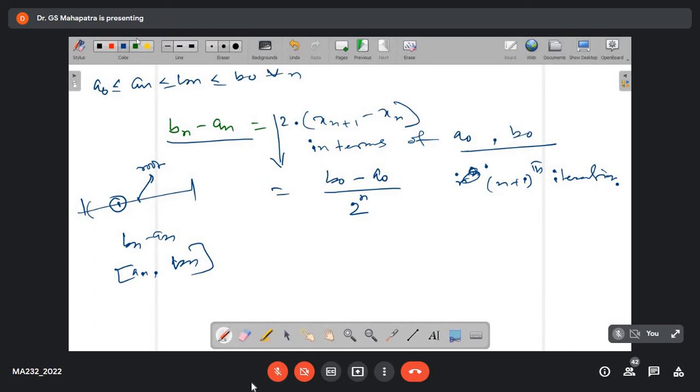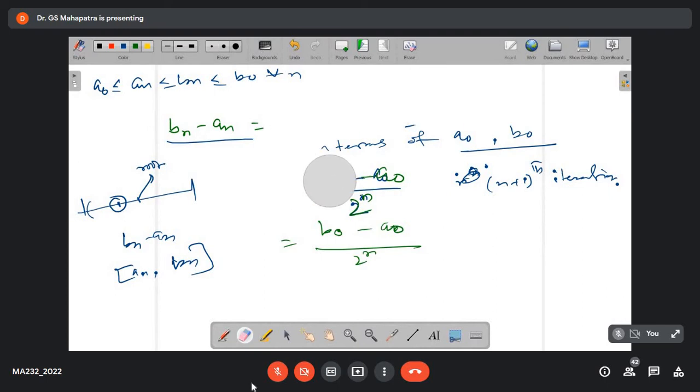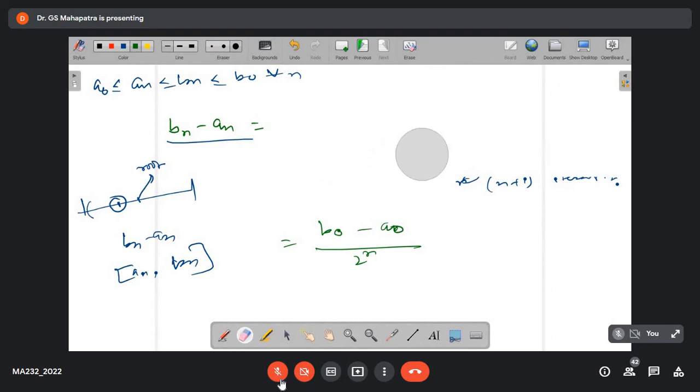I have written it in a different color: B naught minus A naught by 2 to the power n. How is it possible? I will write once again. It's nothing mathematical, just an idea. Tell me when B naught, Bn and An will lie at the same point. There will be no interval. You can say any point, say 2. 2 is also one interval.